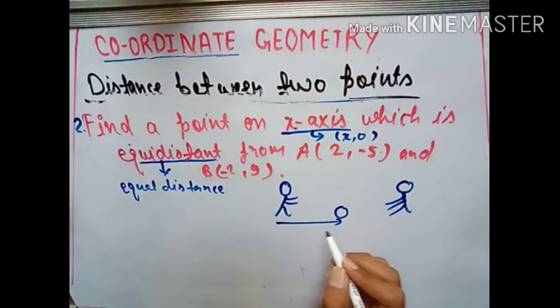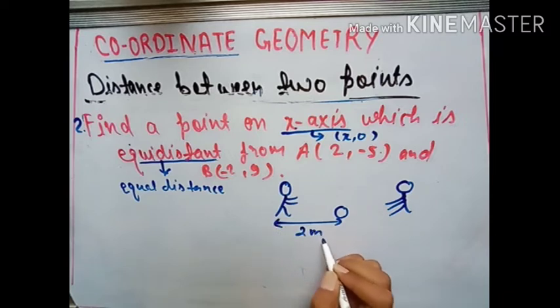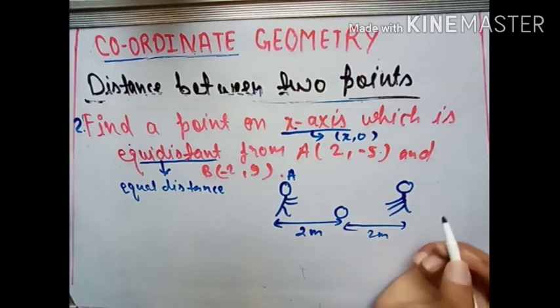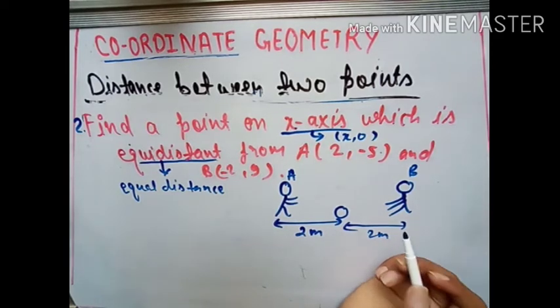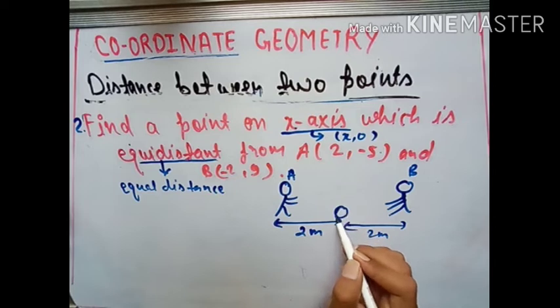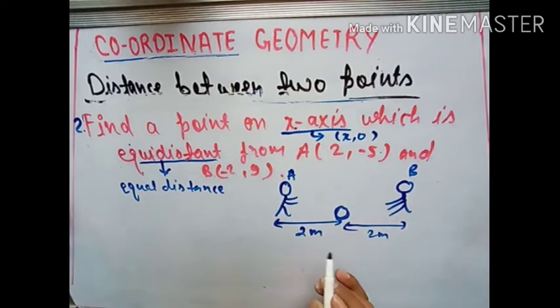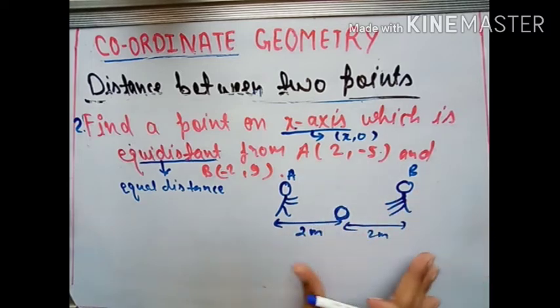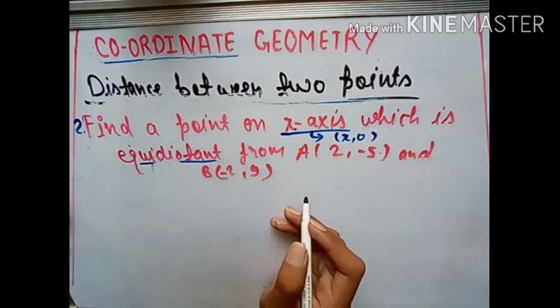So the ball is 2 meters from boy A and again 2 meters from boy B. Now B can say that this ball is equidistant from A and B. Do you understand the concept? Let us solve this question.